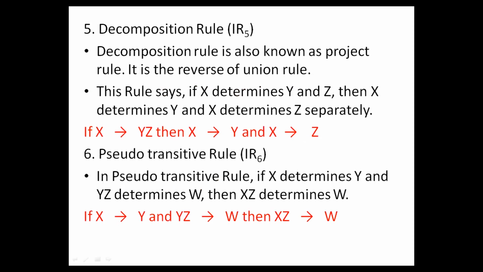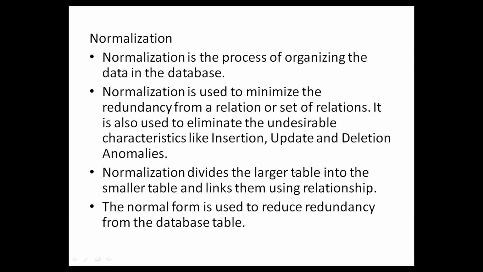And next is the pseudo-transitive rule. If x determines y and yz determines w, then xz determines w, right? So just remember these rules alone. These are like formulas, similar to the formulas you have studied, like (A plus B) the whole square. And now remember, why do we go for normalization?